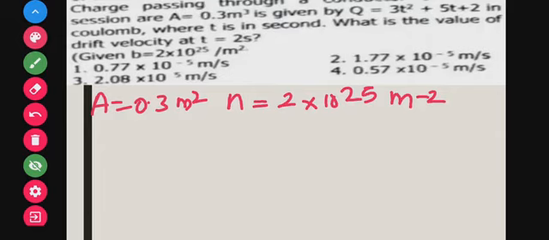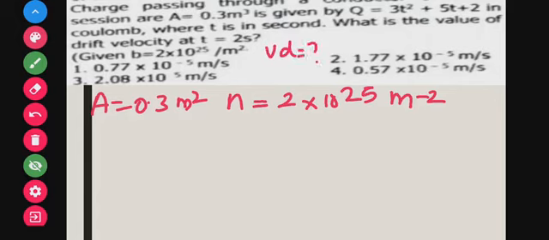Okay, so wait a second, I will tell the question clearly. Charge passing through a conductor of cross section area A equal to 0.3 meter cube is given by Q equal to 3t square plus 5t square plus q, where t is in second. What is the value of drift velocity at t equal to 2 second? So the n value is not given to you, but I have given this. This n value I cropped, so n value is given here. Okay, fine. So we have to find the drift velocity.